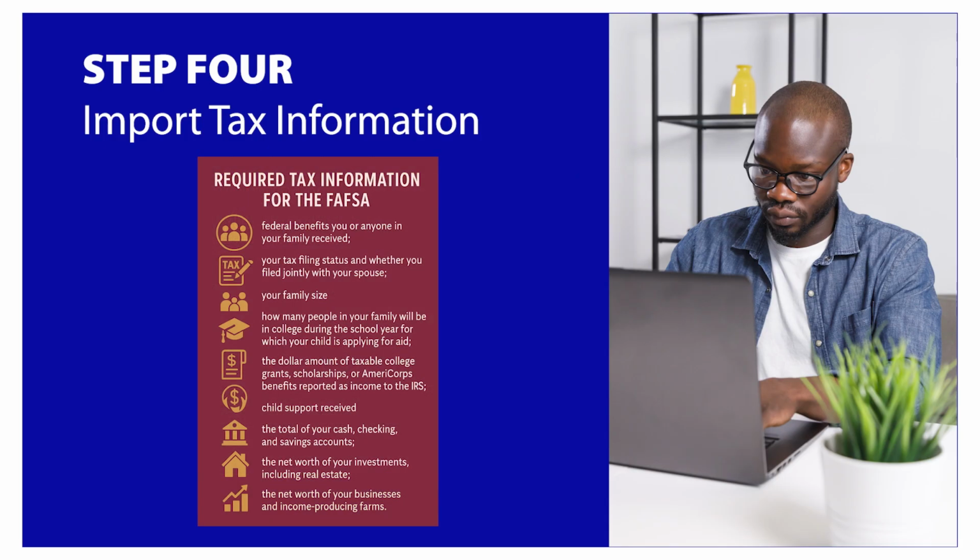Review the imported tax data and answer the remaining items: family size, in-college count, benefits, cash, checking, savings, investments, real estate, business, farm. Use the tax year requested by the form. Don't substitute. You'll simply review and confirm that the information is correct.